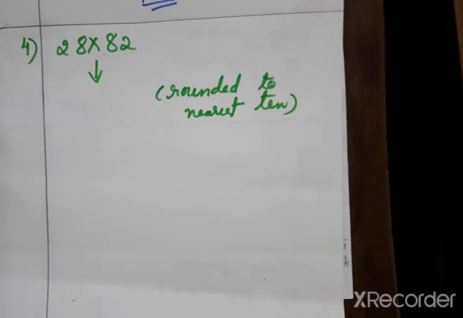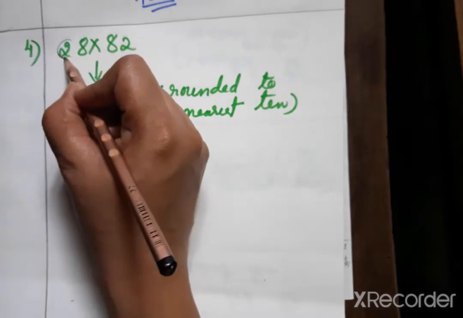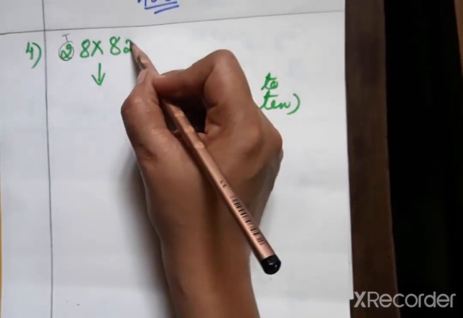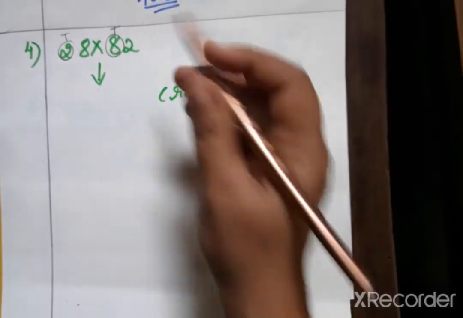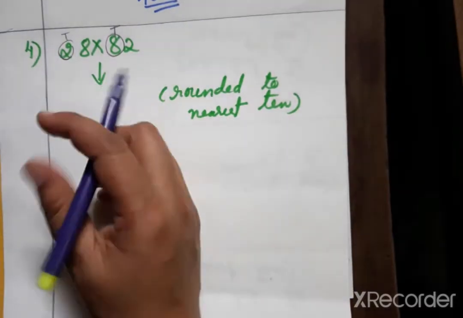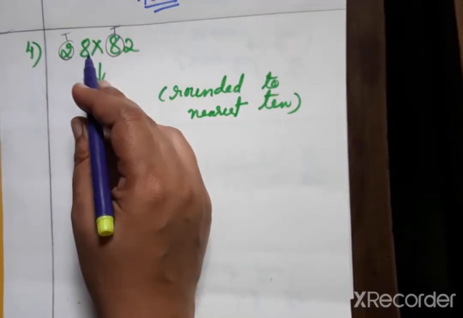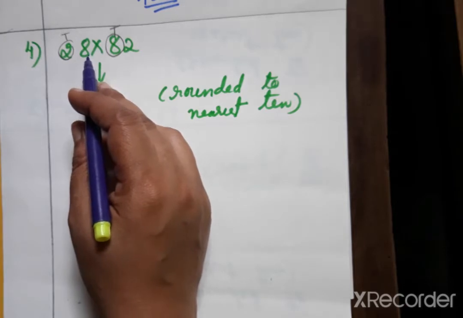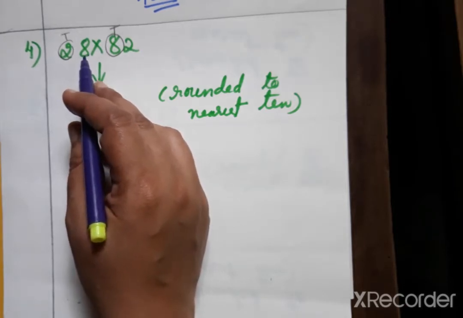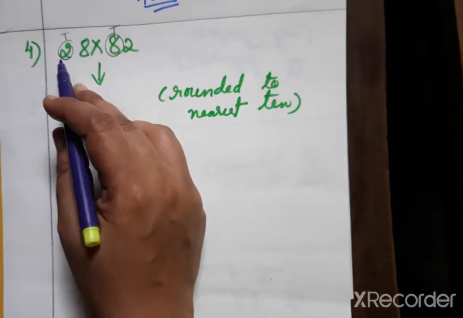Now the next question is the fourth one, 28 into 82. Now we have to round off 28 into 82 to the tens place. Tens place means circle the tens place. Circle the tens digit 2 and the tens digit 8, and check the value of the next number. Knock on the next door and ask, do you have 5 rupees or more than 5 rupees? So 8 means greater than 5, so he can help this person.